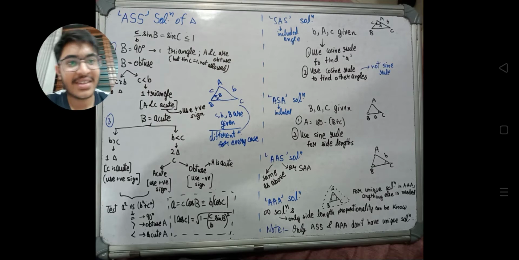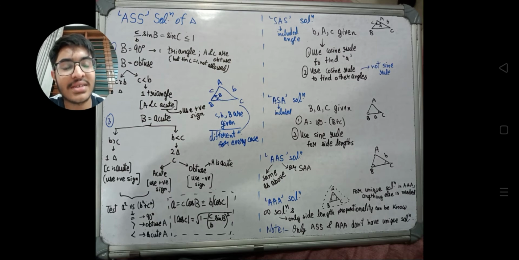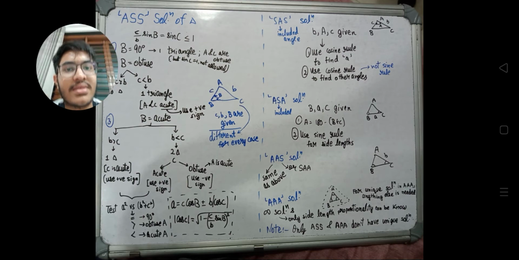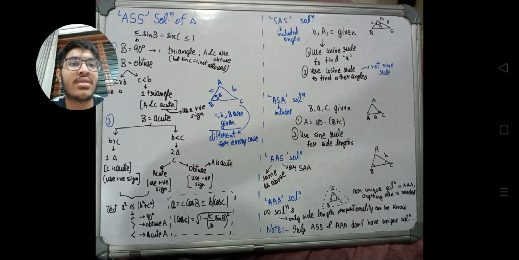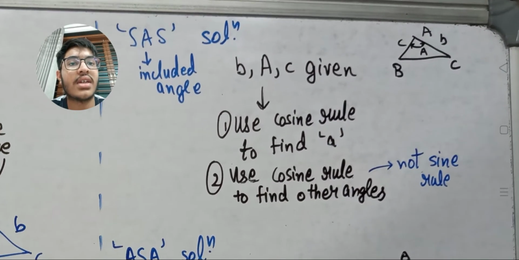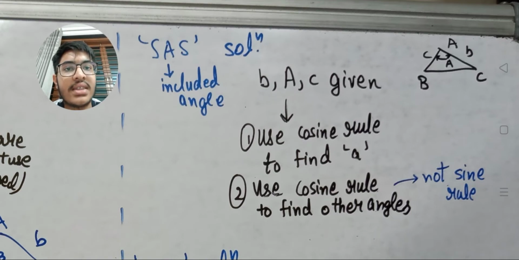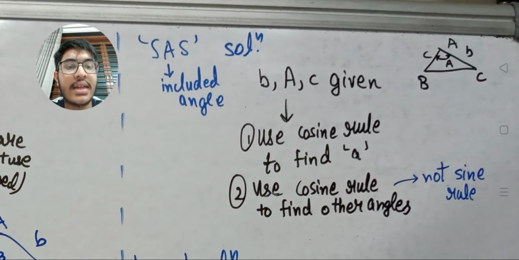Hello. Today we will be covering the solution of triangles portion of the chapter Properties and Solutions of Triangles in the trigonometric section of class 11 plus 12 syllabus. So, in the solution of triangles, we will first cover SAS solution, which is when two sides and one angle is given, and the angle is the included angle between the sides.